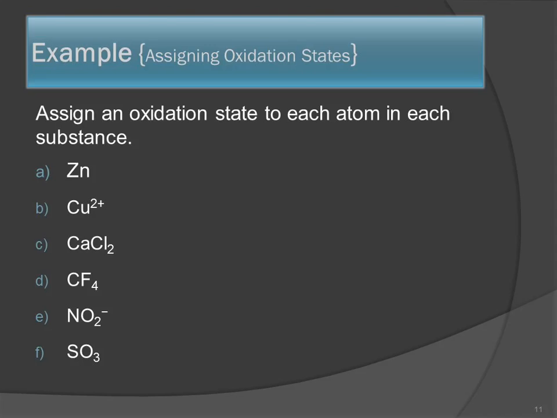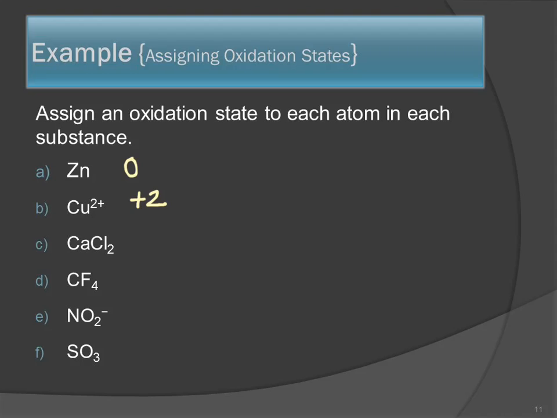So the first one is just zinc. So what oxidation state do we assign that? 0. It's an element. Elements have oxidation states of 0 by themselves. Here we have copper 2+ ion. It's going to have an oxidation state of +2 because that's the charge. It's a monatomic ion, and that's the charge on it.